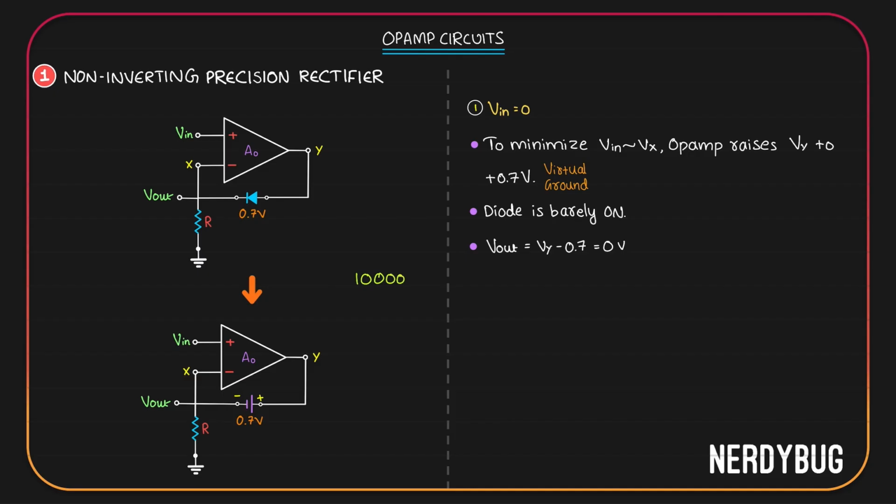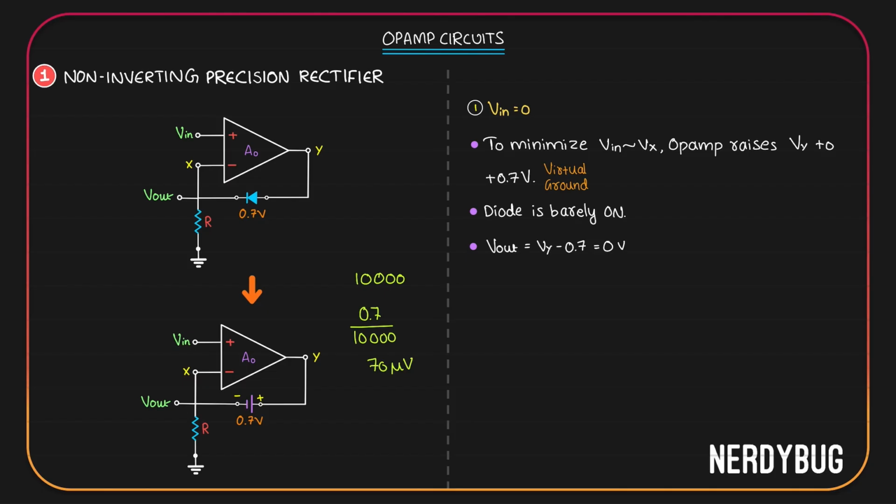Then, to get 0.7 volt over here, what is the differential input voltage we need? It will be 0.7 divided by 10,000. That is 70 microvolt. It is a very small value. And there is something very basic that we learned in the first video of this lecture series.